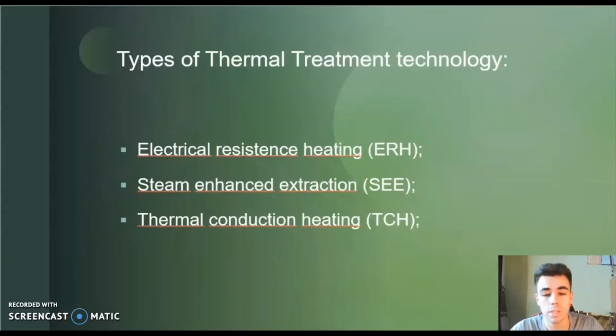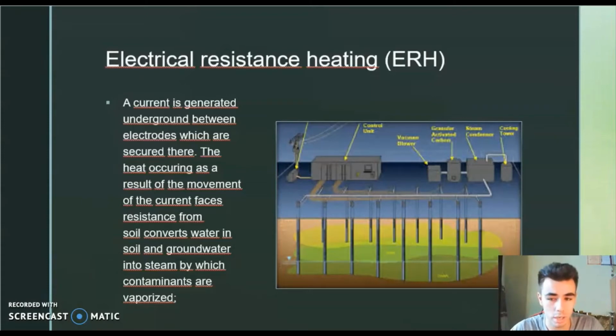Now, a little bit about the types of thermal treatment technology, so how they can differ. We have electrical resistance heating to start with, and then the two methods that have been developing lately are steam-enhanced extraction and thermal conduction heating. First, electrical resistance heating, ERH. This method works using a current generated underground between electrodes, which are secured there. The heat resulting from the movement of the current faces resistance from the soil, and it converts water in soil and groundwater into steam, by which contaminants are vaporized.